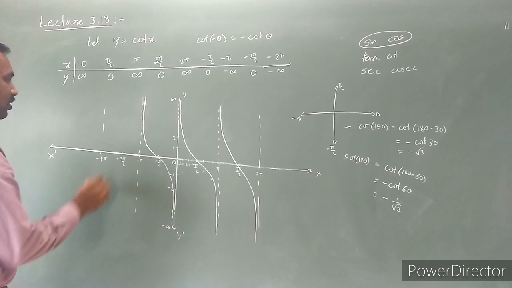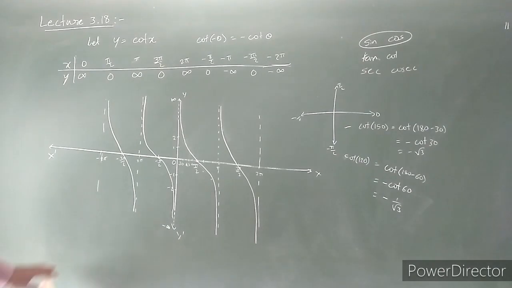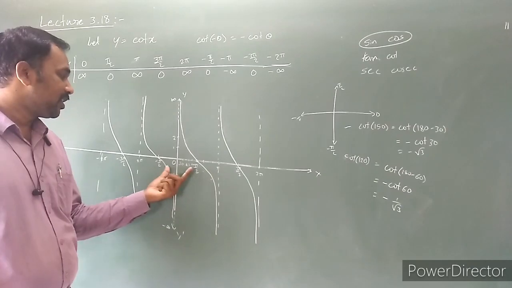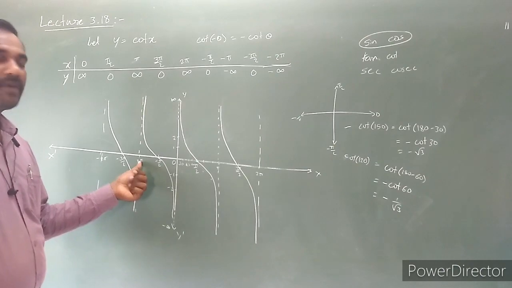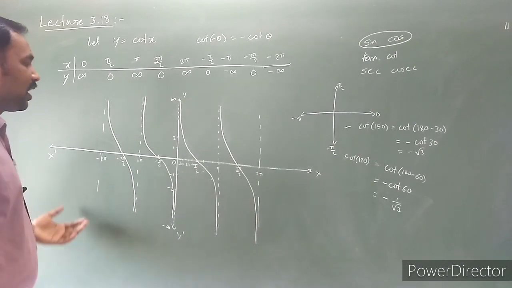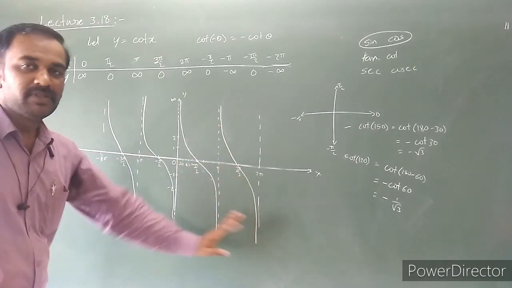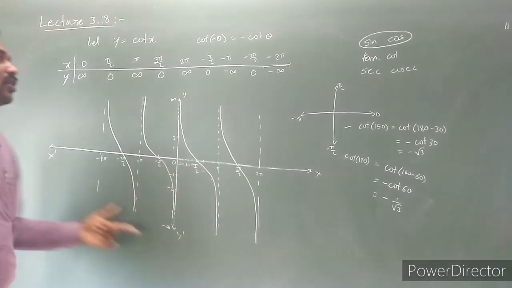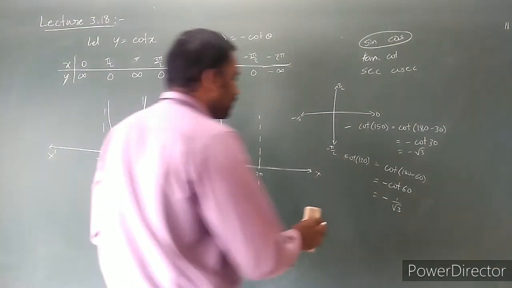In the same manner, here is the graph of the cot function, which repeats its values after 180 degrees: 0 to pi, pi to 2 pi, and minus pi to 0, minus 2 pi to minus pi. So it repeats its values after 180 degrees. The domain is all real numbers except the integral multiples of pi, and the range is the whole set of real numbers. Okay, this is the graph of the cot function. Clear? Easy, and if you know the standard values, you can easily draw it.